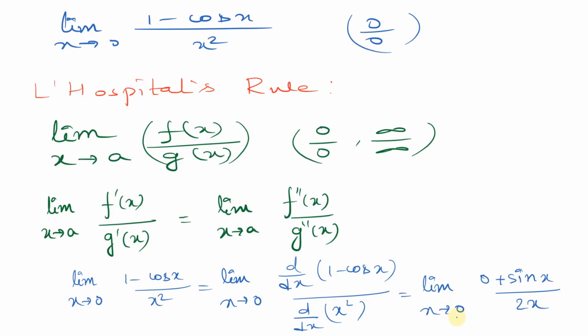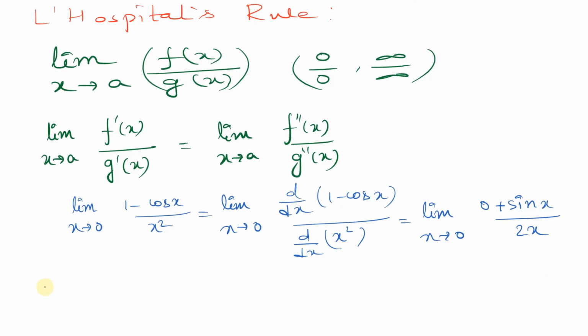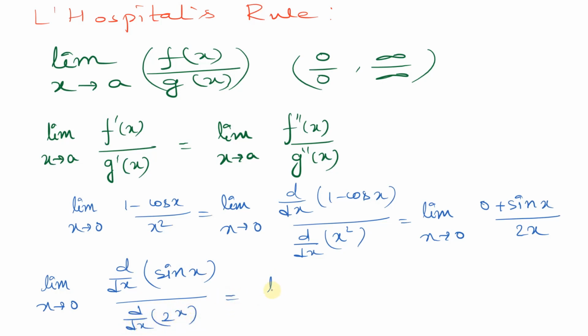Now again if we substitute x equal to 0 in this function, we'll get 0 upon 0. So again we can use L'Hopital's rule here. We can write limit x tends to 0, d upon dx of the numerator sin x, upon d upon dx of 2x. So this will be equal to limit x tends to 0, the differentiation of sin x is cos x, and of 2x will be 2. Now if we substitute the limit, we'll get 1 upon 2. Okay, so this is our answer.